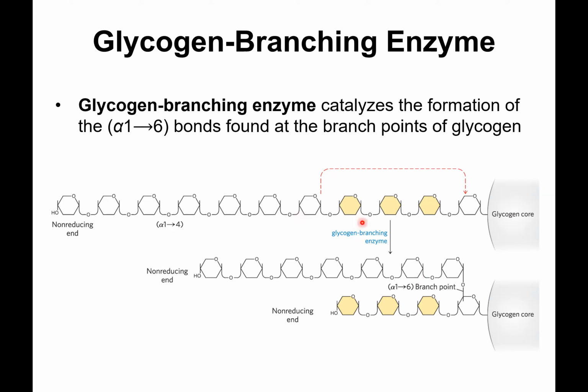So basically, we retain a segment of this molecule here, right? And we take the remaining segment and transfer it to this branch point here. So basically, what's this arrow indicating? We're taking this part of the molecule here and we're moving it to an alpha 1-6 linkage at this particular branch point.